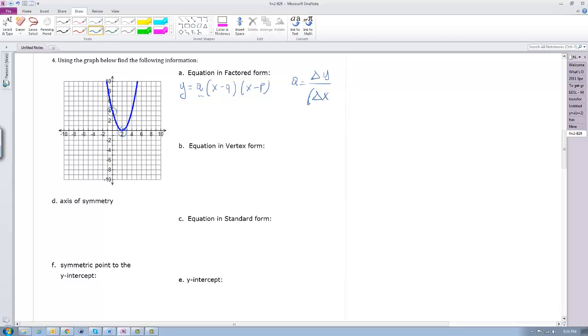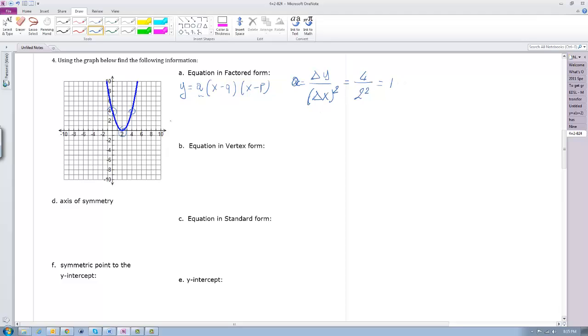Let me write it. We can find 2 points that we can read easily on the graph, and then we find the delta y and delta x. So let's pick the vertex, and this point right here. Delta y in this case is 1, 2, 3, and 4. So we have 4, divided by delta x, 1 and 2, 2 squared, that's 4 divided by 4, so our a in this case is 1.